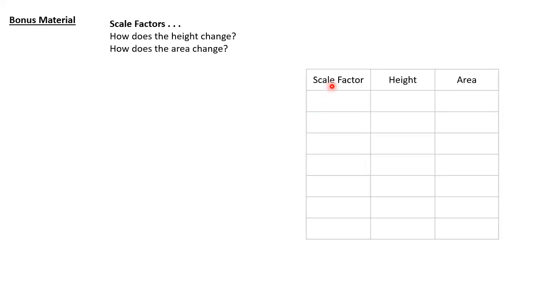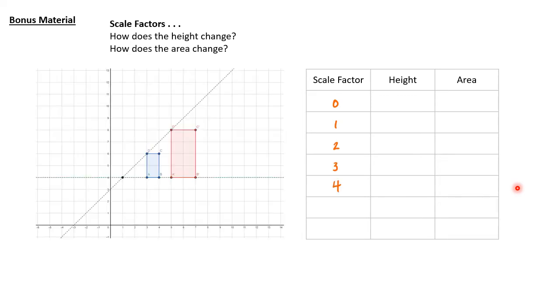So that exam question was quite straightforward, but there are other things that might be added onto the end of an exam question about transformations, and scale factors and exploring height and area and possibly volume are worth having a look at as well. So we're going to do a little mini investigation really quickly, and we're going to look at what happens when we examine scale factor 0, 1, 2, 3, 4 for this little rectangle here.